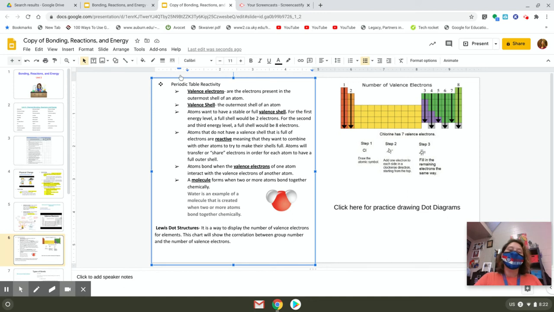Okay. Periodic table reactivity, valence electrons are so important. If you don't learn about anything else, you must know what valence electrons are, or you're not going to get anything else in this unit. Because all chemical bonds, not all of them, but most of them depend on that number of valence electrons. Highlight, valence electrons are the electrons present in the outermost shell of an atom.